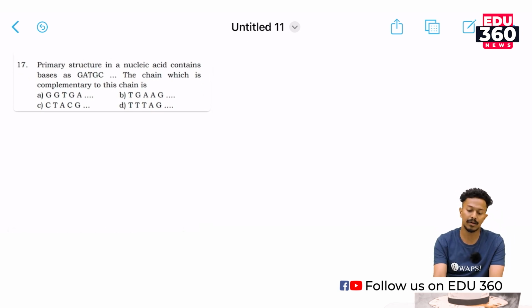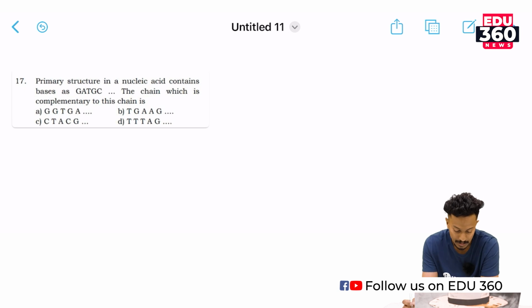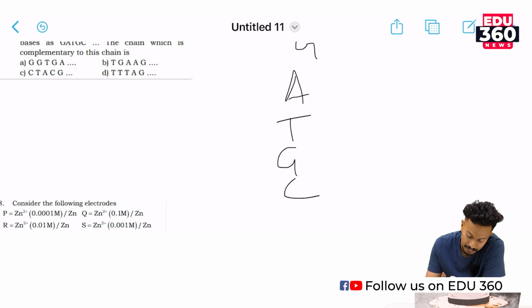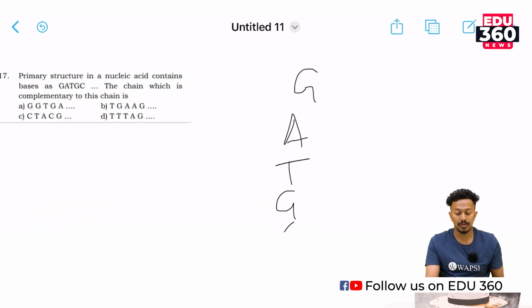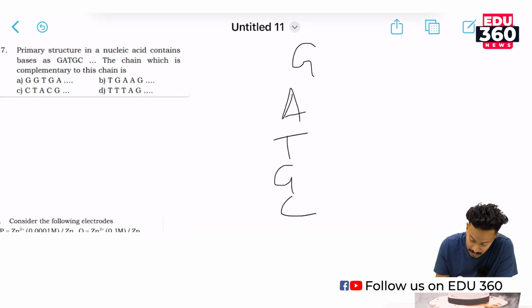This is the part from biomolecules. Are you familiar with the DNA structure and its components? So the primary structure in a nucleic acid contains bases like G, A, T, G and C. This is the primary base sequence of a nucleic acid, and we have to find the corresponding chain. And guanine tries to bond with which one? How can you explain this one?